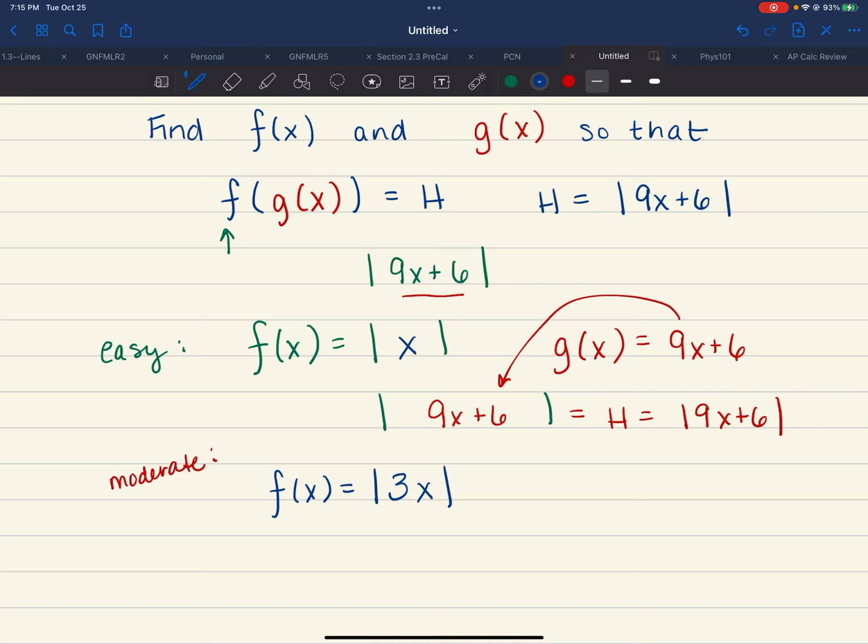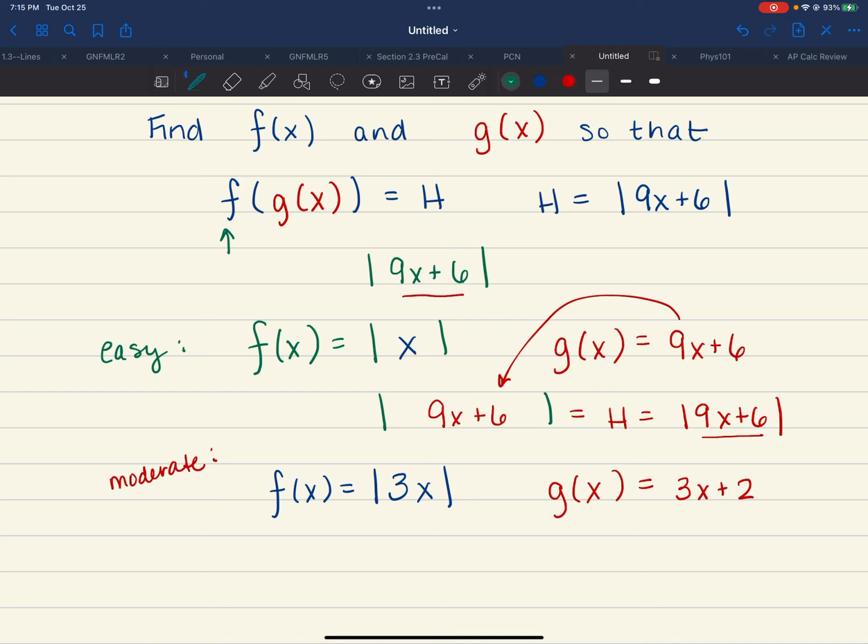So 3x. If that is true, then whatever is on the inside has to be able to come up with that same amount, right? So that means that g of x, by the time I multiply 3 through all of this, has to be my g of x. So what I'm going to do is remove a 3, or factor out a 3, and that leaves me with 3x plus 2.